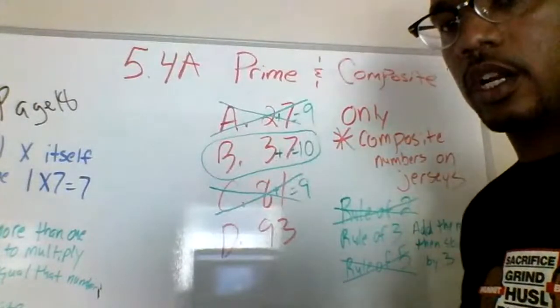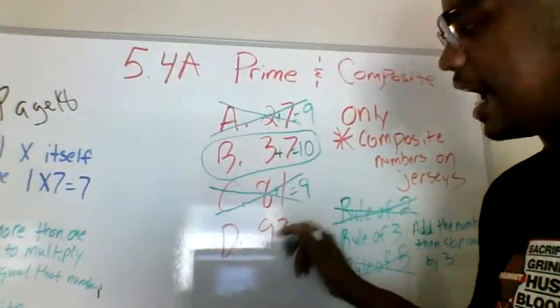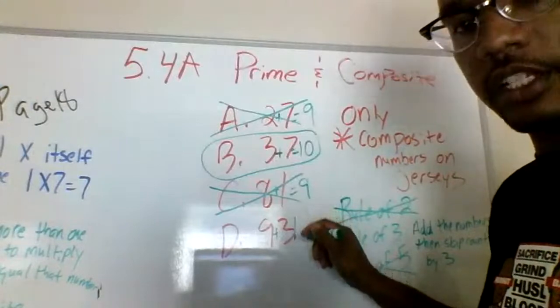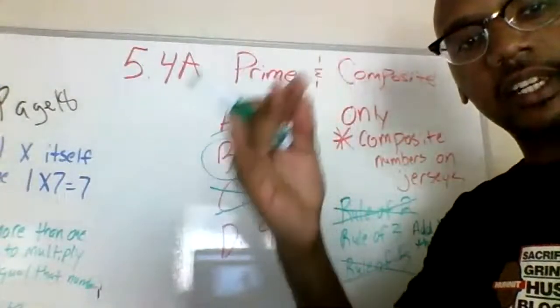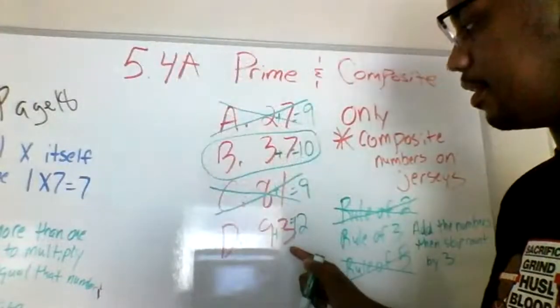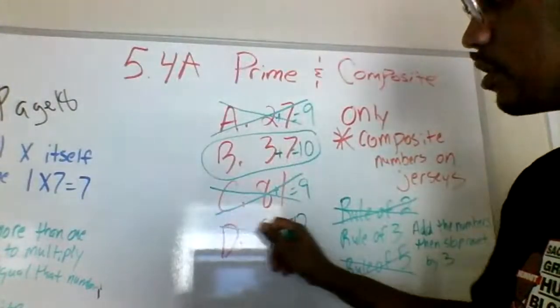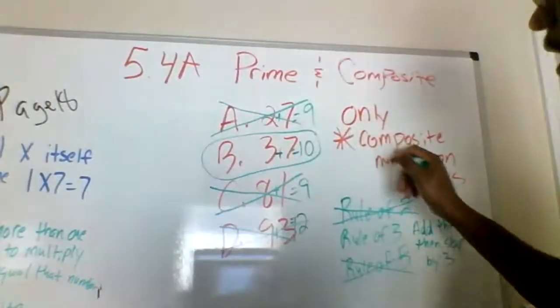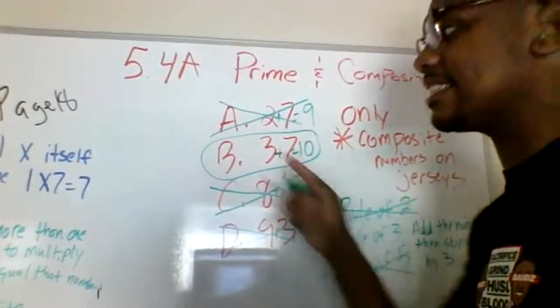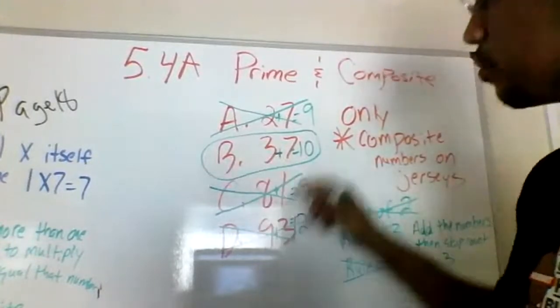Now, 9 plus 3 is 12. 3, 6, 9, 12. Because the rule works, we know that's composite too. So all of these are composite numbers except for B, which is why B is the answer.